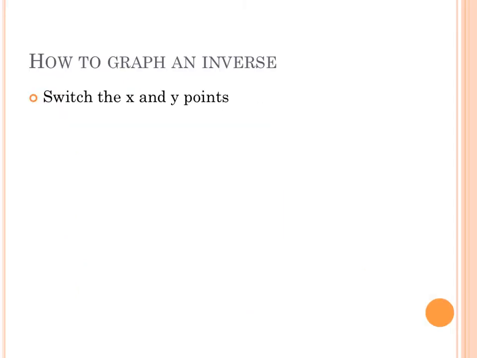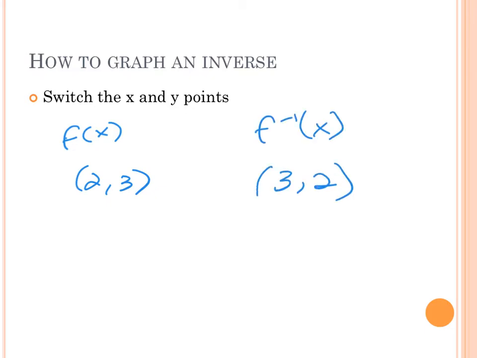All right, how to graph them. If I'm given an equation, I can obviously find the inverse the way we just did it. But if I'm given a graph or coordinate points and I want to find the inverse, I physically switch the x's with the y's. So if I had a point on my original f of x that was 2, 3, then the coordinate point on my f negative 1 of x becomes 3, 2. I switch the x's and the y's just like we did in the equation.